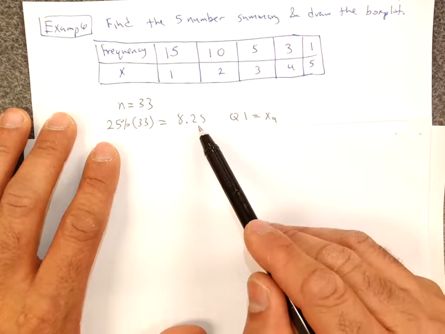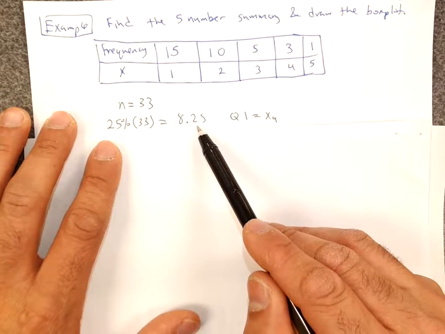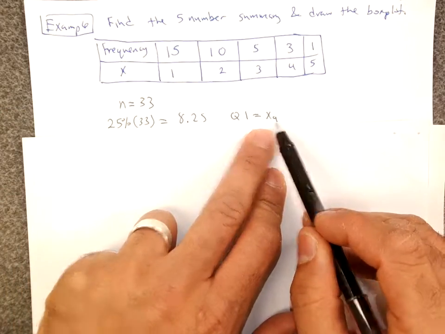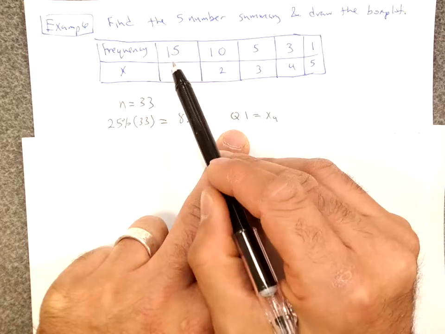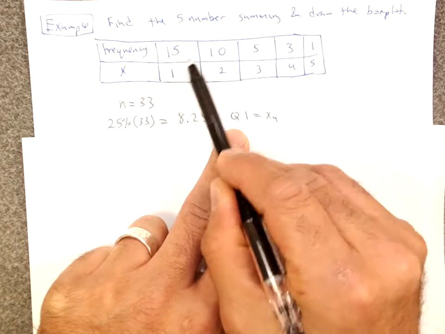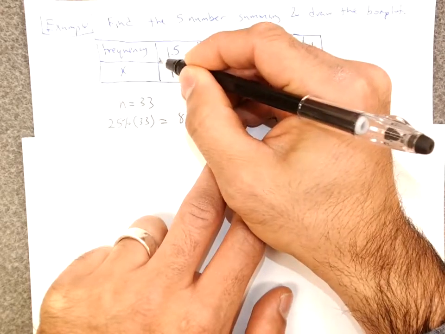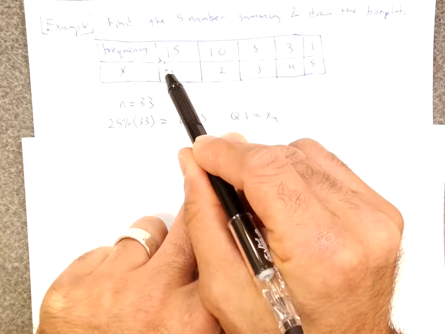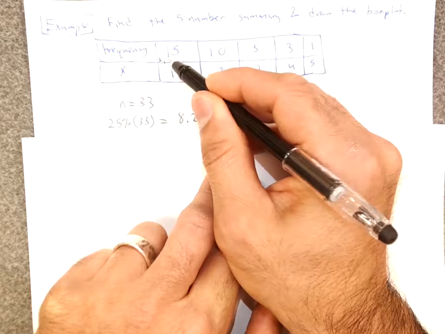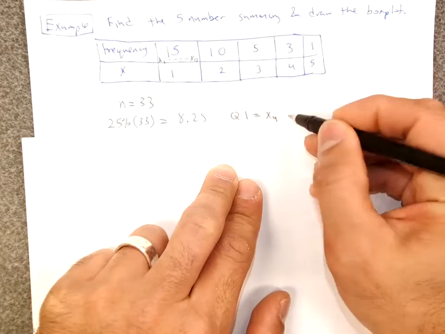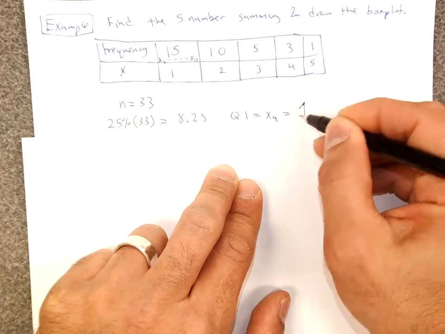25% of 33 is 8.25. Okay, so that means round this up to 9, and the 9th value from the left is where Q1 is. The 9th value from the left is here at 1, right? The data starts at the smallest value labeled x1 all the way up to x15, right? All of them have value 1. So the 9th value has value 1.